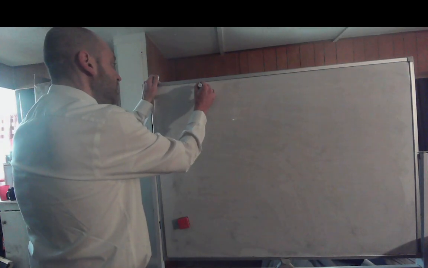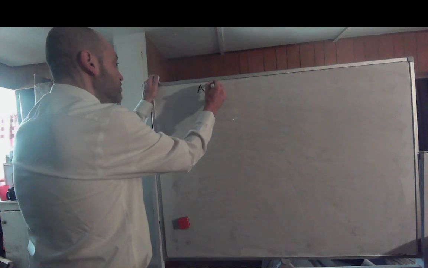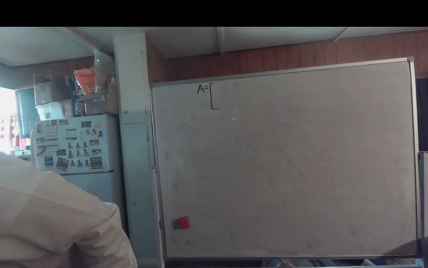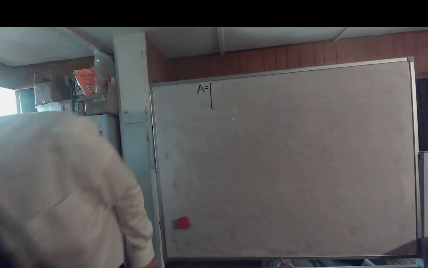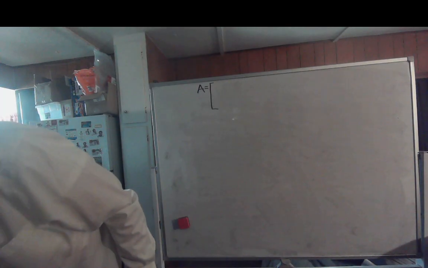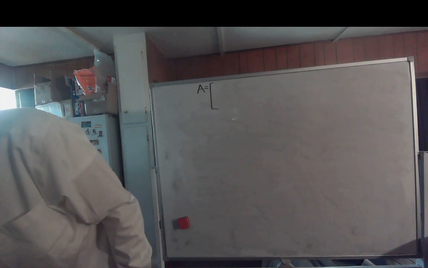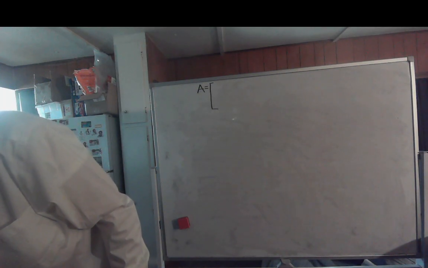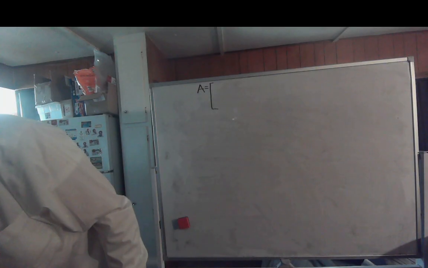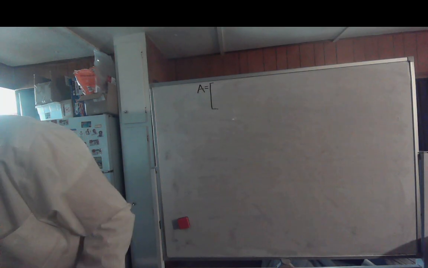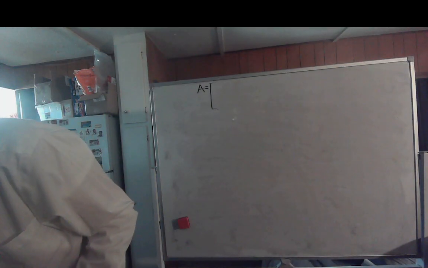So A will have entries, let's see here. Actually, this is going to be a 2 by 3, excuse me. No, a 3 by 2. If I could speak today. We're going to do a 3 by 2 matrix. Excuse me. Correct what I said earlier.